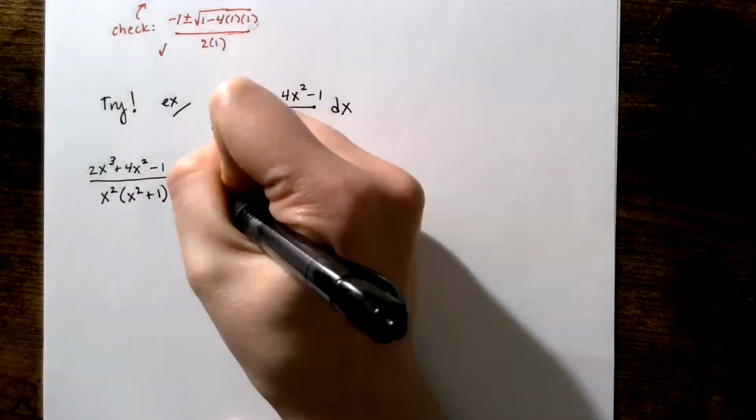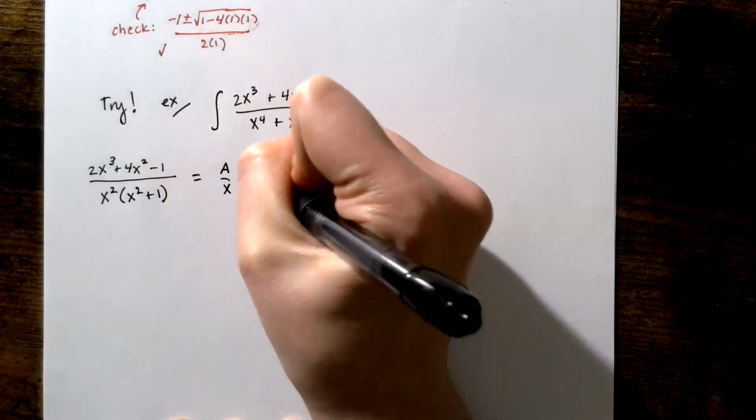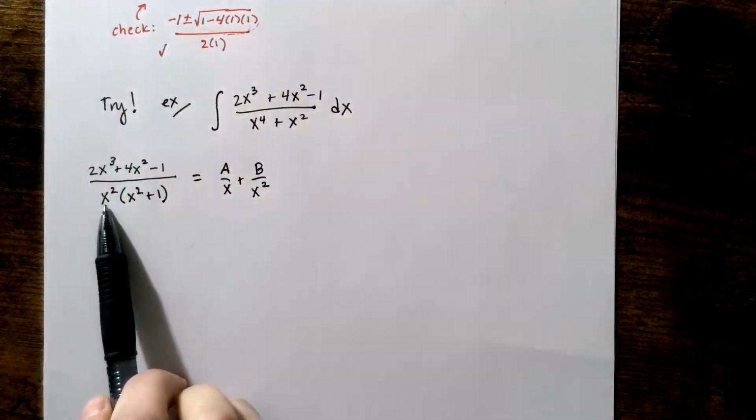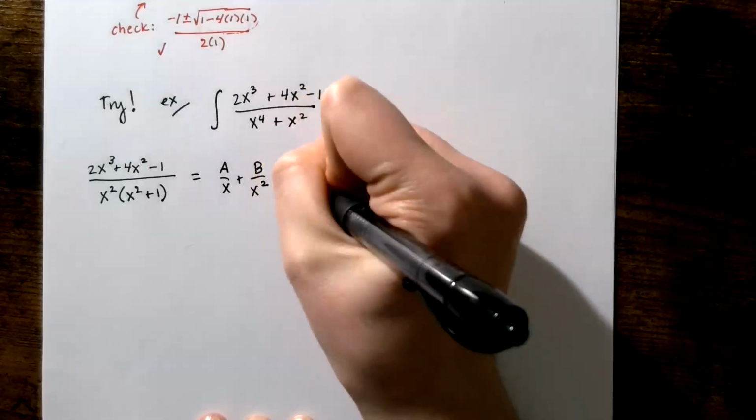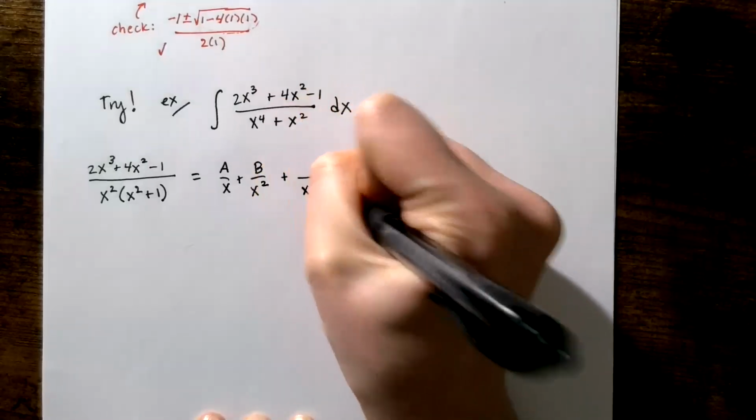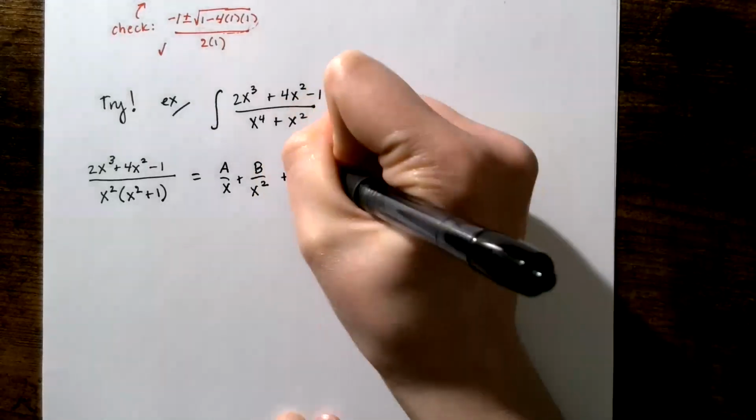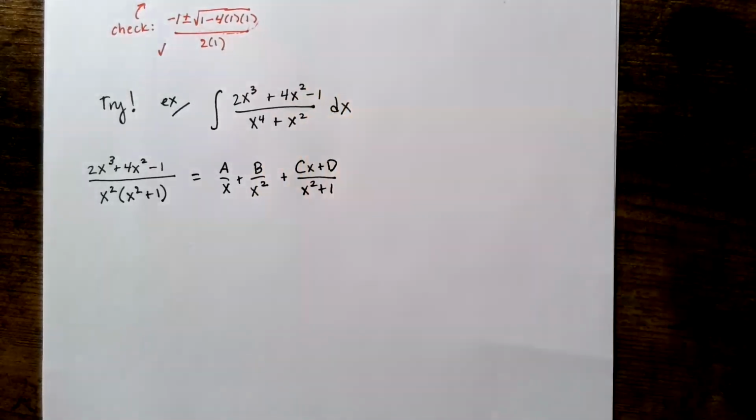So I'm going to split this into a over x plus b over x squared. For just the x squared part, right? We've got to count up to that power. And then x squared plus 1 is the last denominator. Because it's a quadratic, it potentially could have a linear numerator. So to leave space for that possibility, we'll say cx plus d.